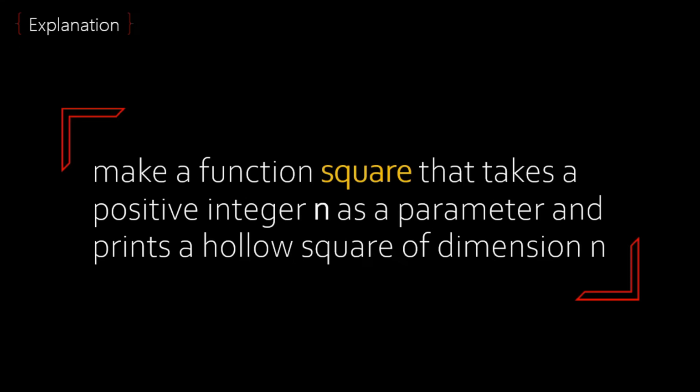In the previous video of this playlist, I shared with you this challenge and today we are going to solve it together. The problem is asking us to make a function called square that takes a positive integer n as a parameter and prints a hollow square of dimensions n.